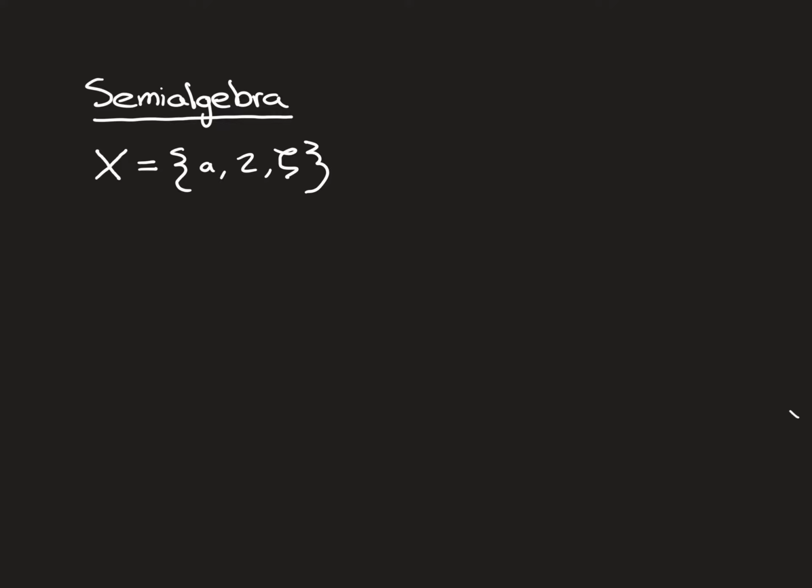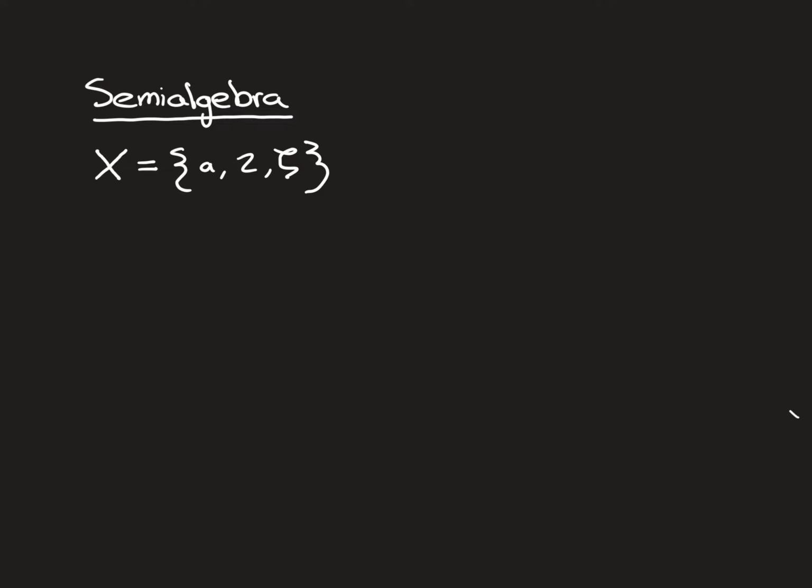So this is my set X, but in reality, when we get onto proper measure theory, these are going to be much more complicated sets. They're going to be sets like the real numbers, or R2, or R3, or C3, or something along those lines. So much more complicated sets, but we'll start off simple with just this finite set of 3 elements. Then, a semi-algebra of this set is a subset of the power set of X.